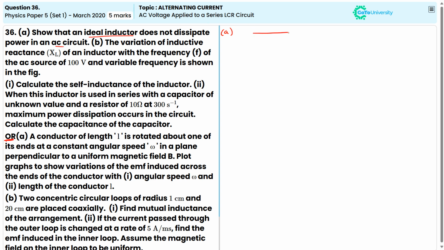So let us consider the AC circuit with inductor L. Now, the current and voltage relationship in an inductor is V equals V naught sine omega t and I equals I naught sine of (omega t minus pi by 2). Here V naught is the peak voltage, I naught is the peak current, and omega is the angular frequency of the AC signal.